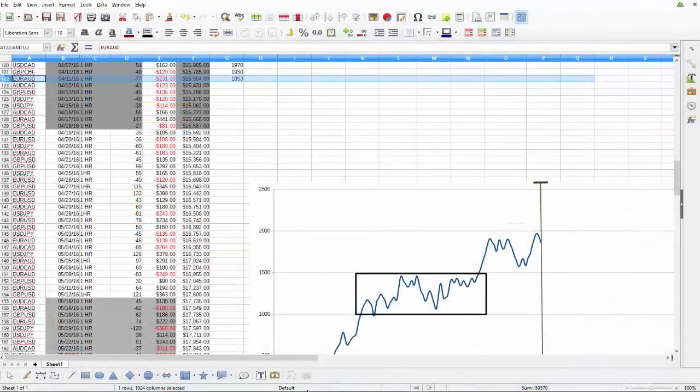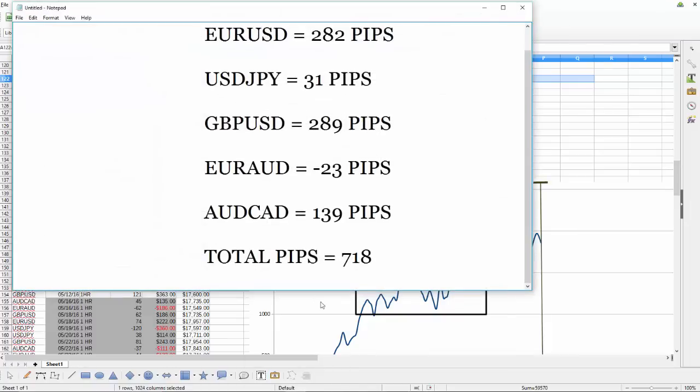Alright guys, before we start looking at this equity curve, I'm going to bring up my notepad where I've written the pips that we made and lost on all of these pairs since April, since my last video. Since April, we've made 282 pips on the euro dollar, 31 pips on the dollar yen, not so good for the dollar yen, 289 on the pound dollar, that's pretty good. A loss of 23, so the euro Aussie performed pretty badly, and a win of 139 pips in the last 2 months on the Aussie CAD, totaling 718 pips over the last 2 months.